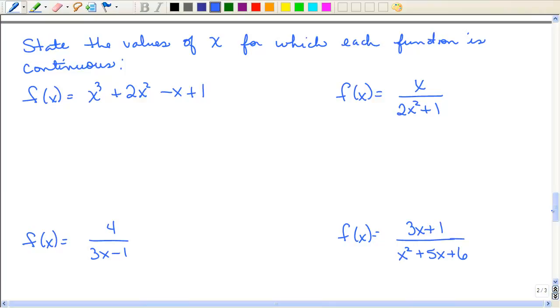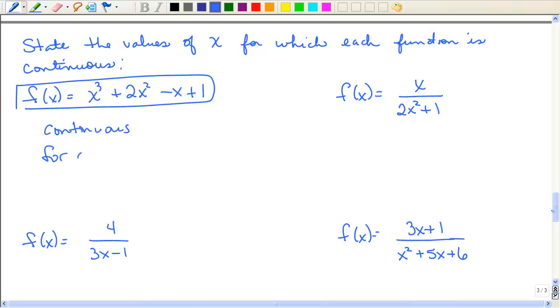Other part, instead of just looking at pictures, they're going to ask, where is this continuous or not? And this really goes back to the domain of a function. All right, so if you were to graph this one, this is a polynomial function. There's no jumps, holes, or skips, so this is continuous for all real numbers. Another way I know that is there's no square roots, there's no fractions. You just have a polynomial. All polynomials are always continuous.